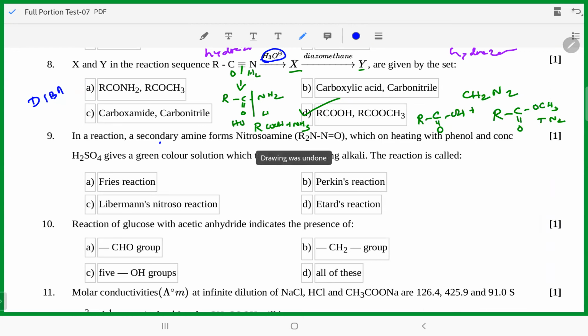So when you want the amide, you can decide from the further reactions. You have to do partial hydrolysis. They will say partial hydrolysis. They will not give H3O plus directly. Generally, complete hydrolysis of a nitrile will give the acid. If they give partial hydrolysis, then it will give the amide.